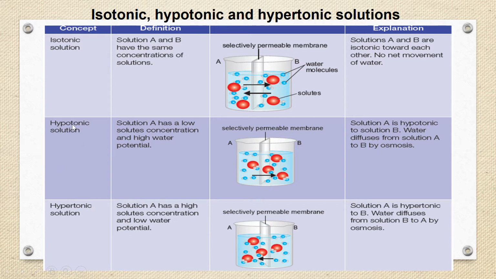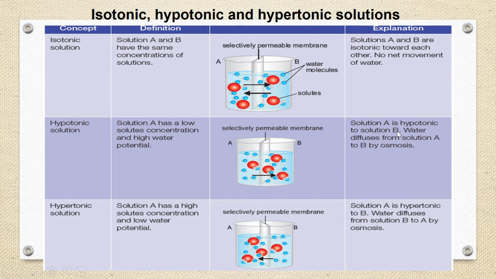So how about hypotonic solution? Hypo. Okay, hypo means less. So in this case, it is referring to less solutes concentration. So for solution A, when you look at it, you can see straight away solution A has a low solutes concentration and high water potential as compared to solution B. So in other words, we can say solution A is hypotonic to solution B.